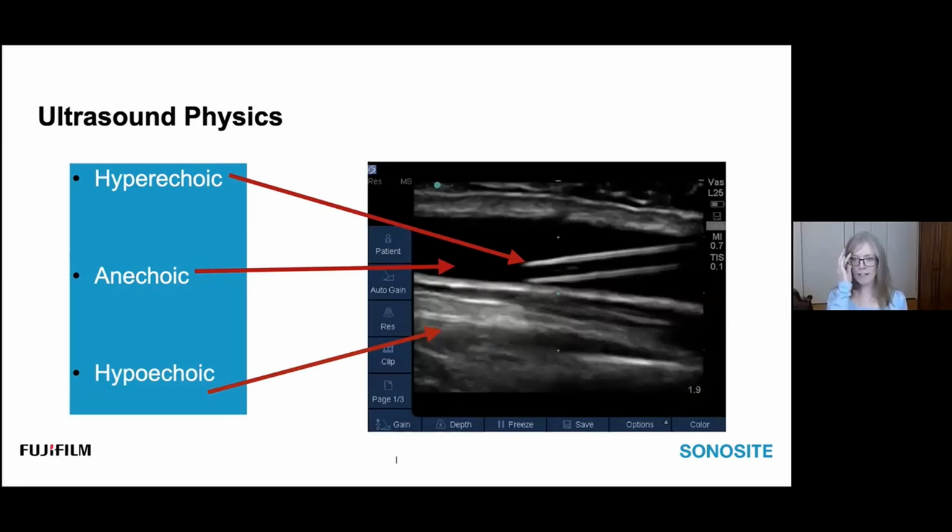Here I have an example of what a cannula can look like inside of an access. In this particular circumstance, this is a Teflon cannula, or we call them supercaths, in a fistula.